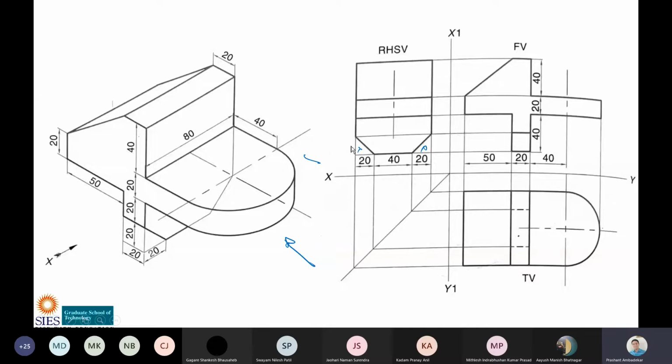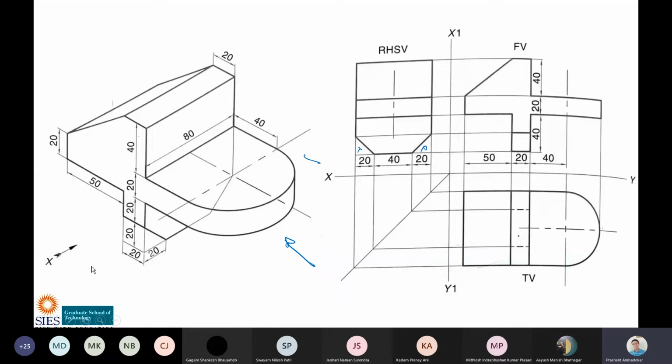Now in the front view, what will you see? You will see this horizontal line, then a U-shaped thing like this. So this horizontal line and a U-shaped thing like this. Now below this U shape, there is this tapered surface.